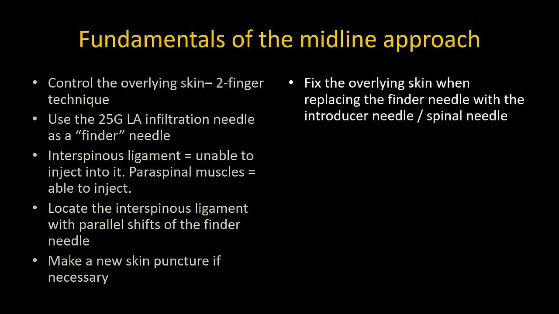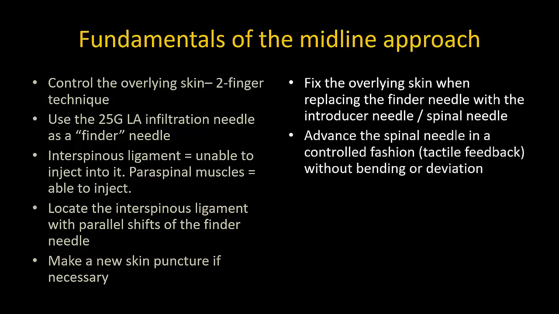Once we've found the interspinous ligament, the next step is to insert the introducer or spinal needle following exactly the same trajectory. Once again, fixation of the overlying skin is essential to ensure accuracy. The spinal needle itself must be advanced in a smooth and controlled fashion with a conscious attempt to sense the feel of the tissues at the tip, and most importantly, without allowing the needle to bend or deviate.